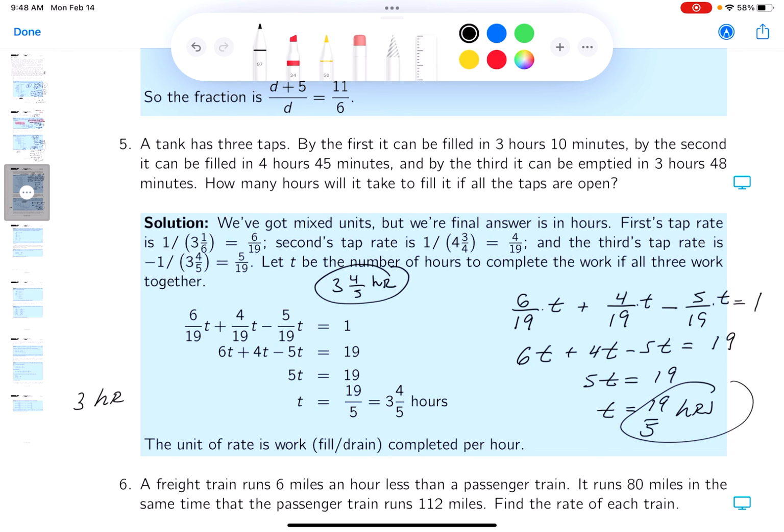And let me write this down for you. 4/5 times 60. 5 goes into 60 12 times. 4 times 12 is 48. So it's going to be 3 hours, 48 minutes. Acceptable answer as well. Any answer you have written down here, as far as I'm concerned, is a good answer. All right? Thank you.